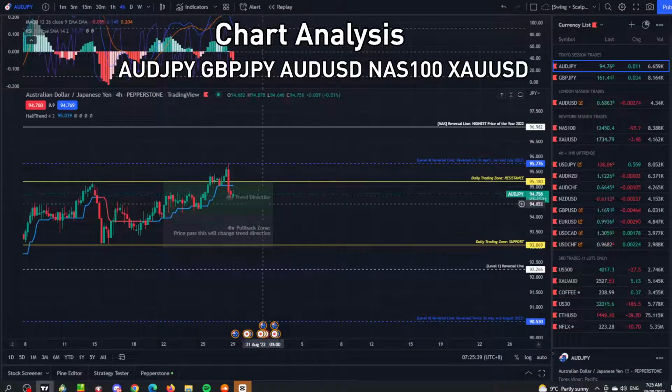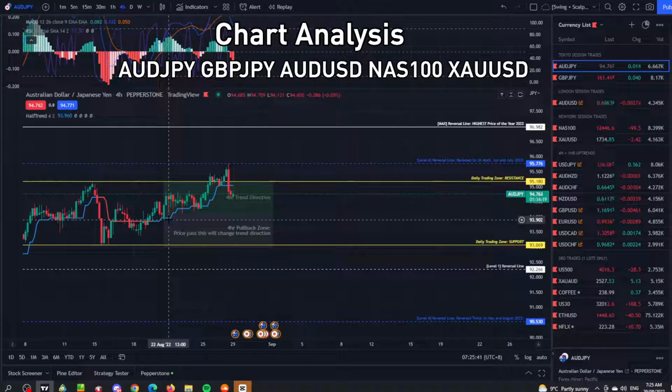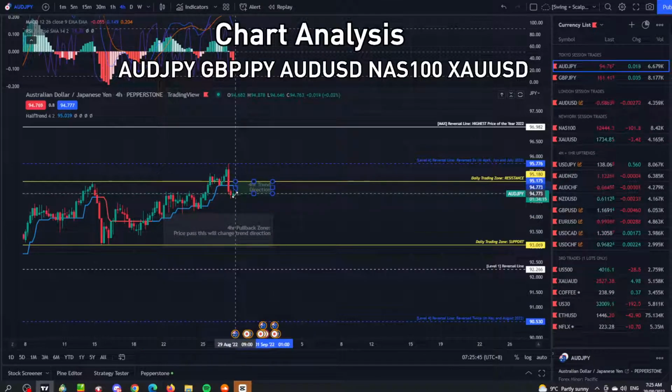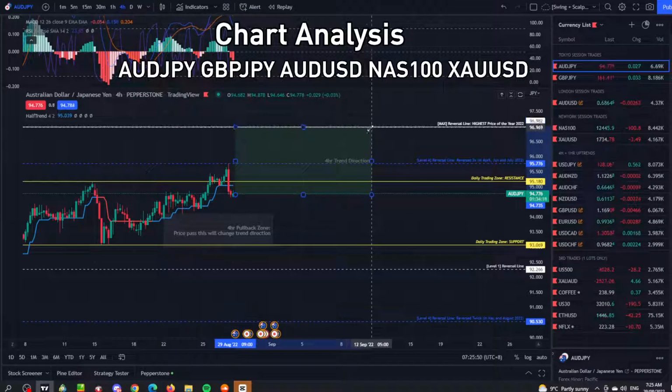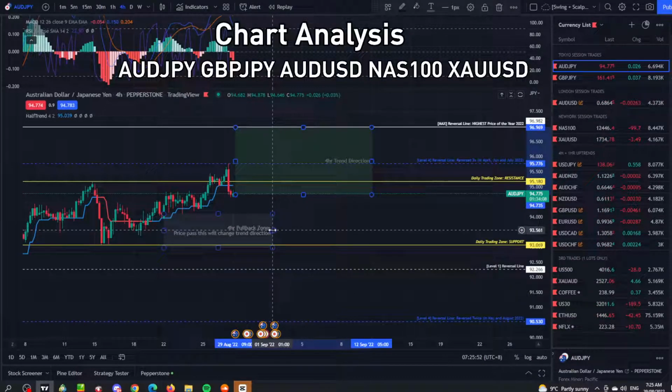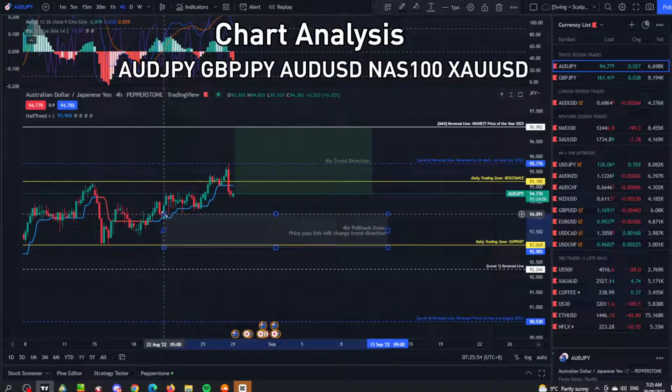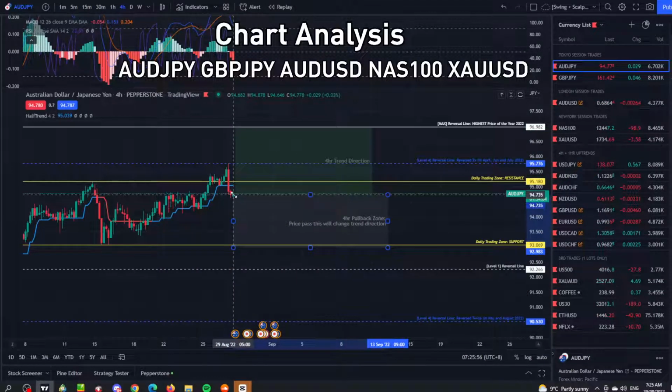The 4-hour will mimic kind of similar to that. So our prediction last week was also correct for that, obviously, and going into this zone, and pulling back on the 4-hour accordingly there.